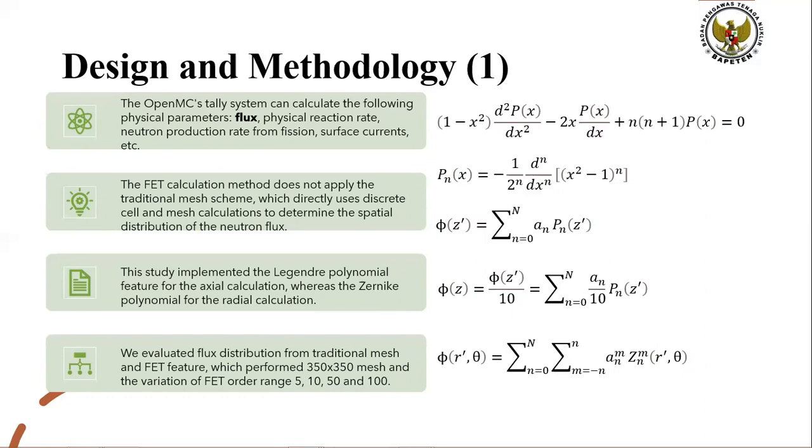We performed a 350 by 350 mesh and variation of functional expansion tally order rank 5, 10, 50, and 100. Here, the general equation, the general solution, and here, the Legendre polynomial from the mathematical model, and this one is flux along the z-axis, and this one order 10, and this one for Zernike polynomial order of flux formula.